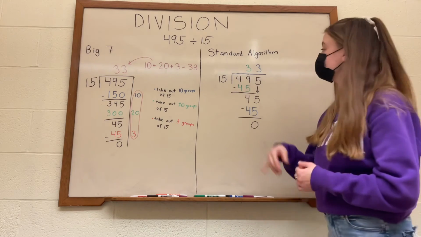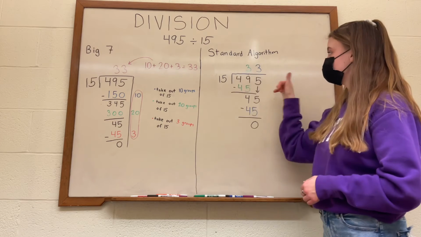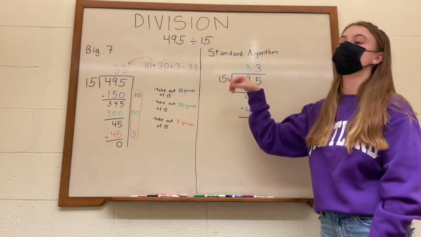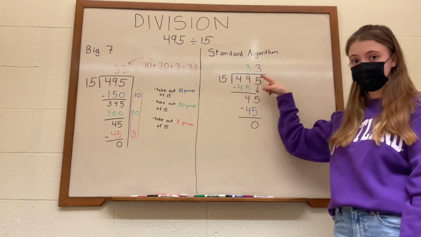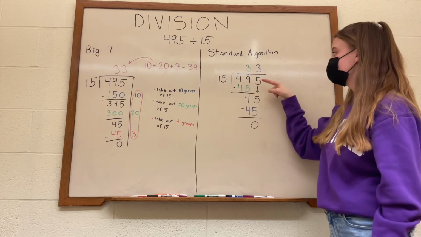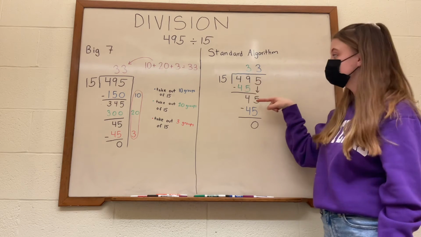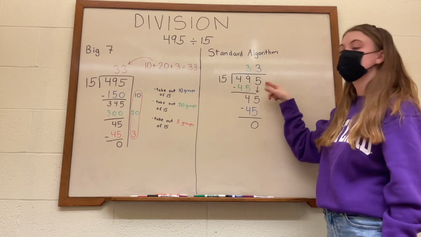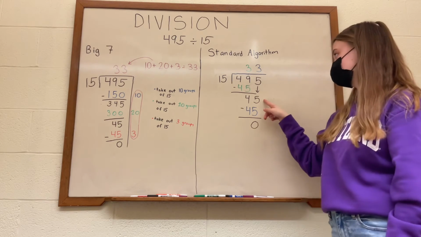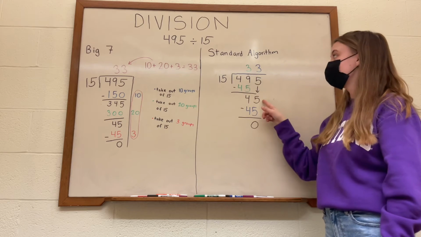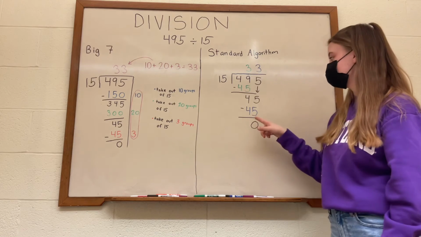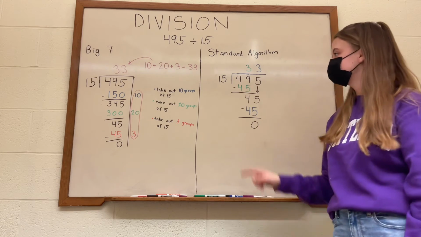And then, similarly to the Big 7 method, you can do the standard algorithm. So essentially, you just take the 15 and you look at these numbers. 15 can't go into 4, but it can go into 49. And 15 can go into 49 3 times. So 15 times 3 is 45. You just write 45 here, and then subtract it from 49, which gives you 4 left over. But then you have this leftover 5, so you bring it down to get 45. And then 15 will go into 45 3 times. So you put the 3 up here, and then again, 15 times 3 is 45, which gets you 0.